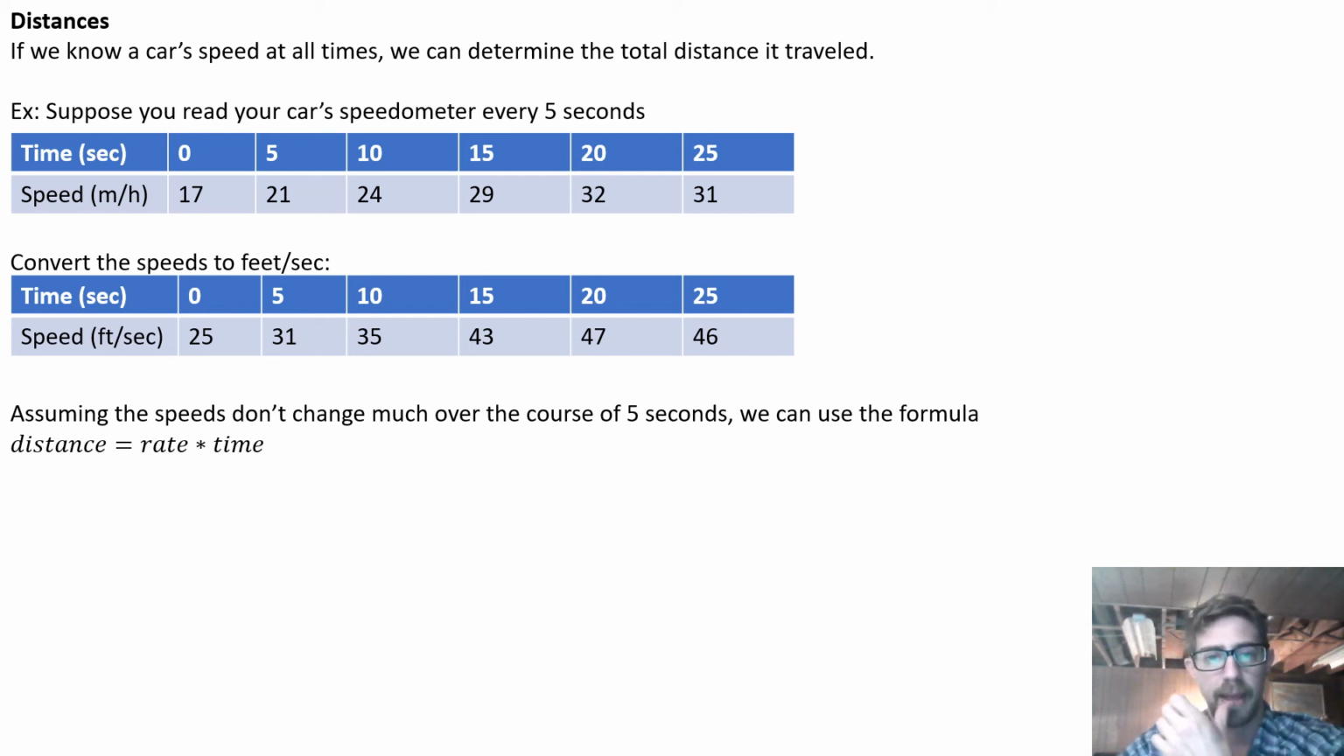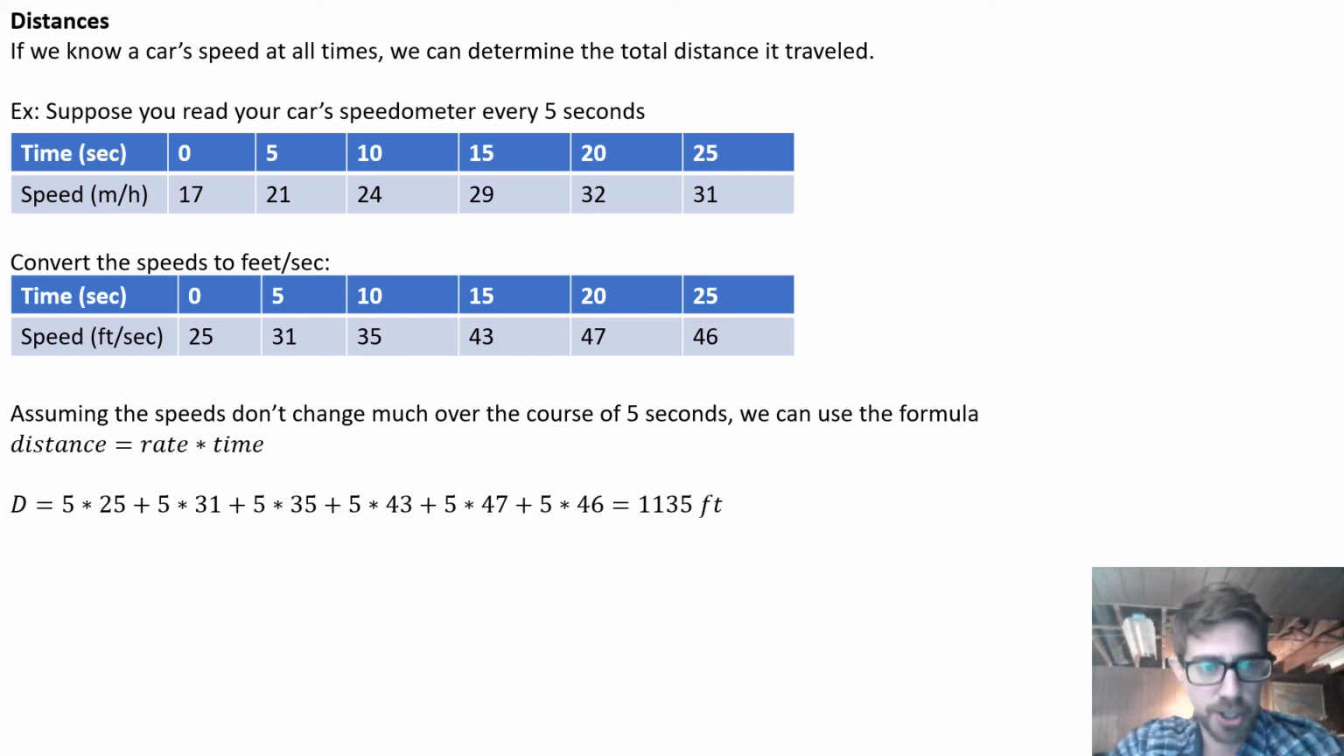So we're going to use our numbers here to say, okay, the distance is rate times time. So the distance we traveled in that first 5 seconds is 5 seconds times 25 feet per second, right? 5 seconds times 25 feet every second is going to be 25 times 5, which is 125. So we're saying in that first 5-second interval, we went 125 feet.